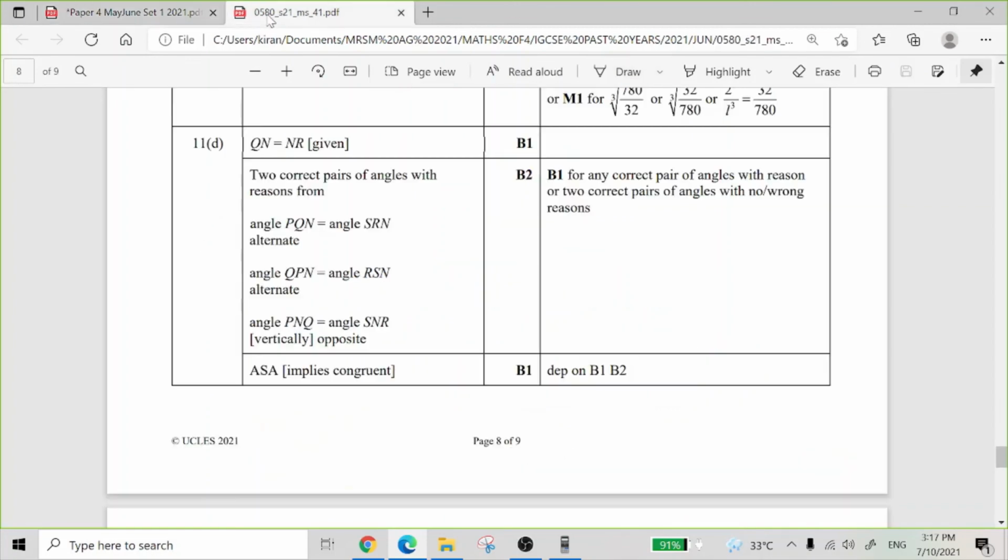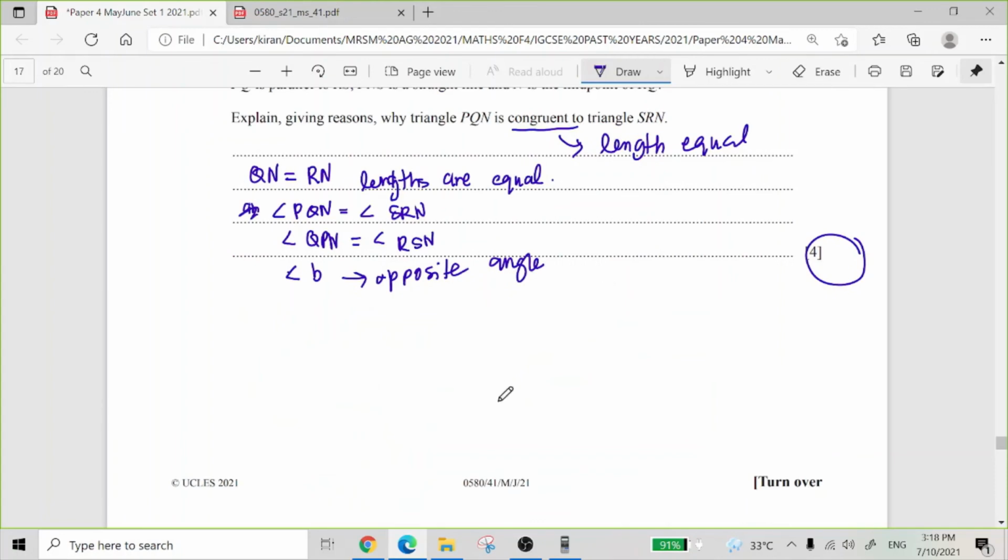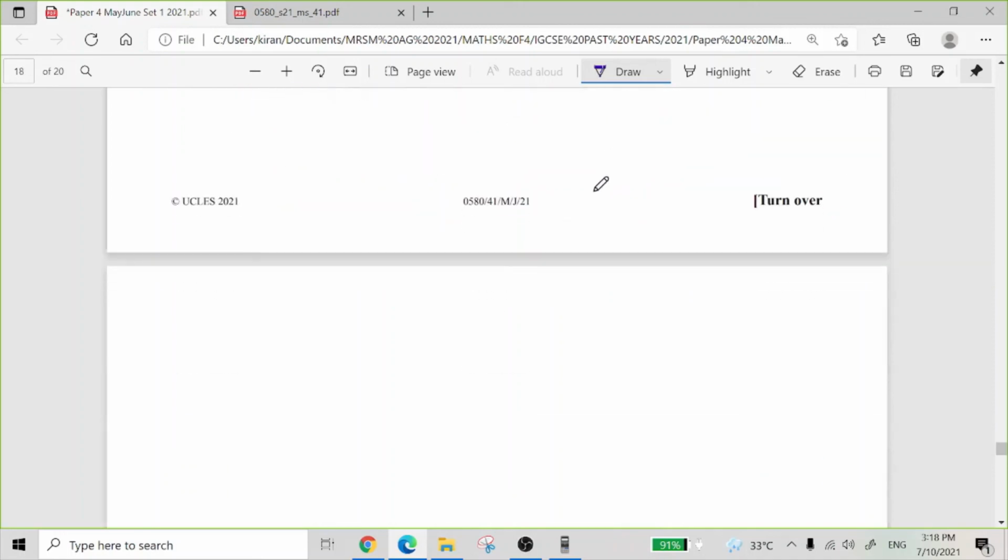Okay, so boleh ambil lah ayat-ayat dekat sini. Vertically opposites. Okay, so because of these kind of angles and also the lines, the length of sides are equal, so it implies congruent. So they are congruent. Okay, that is question number 11. We go to the last question.